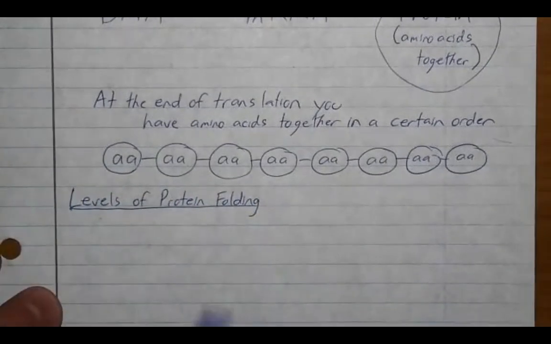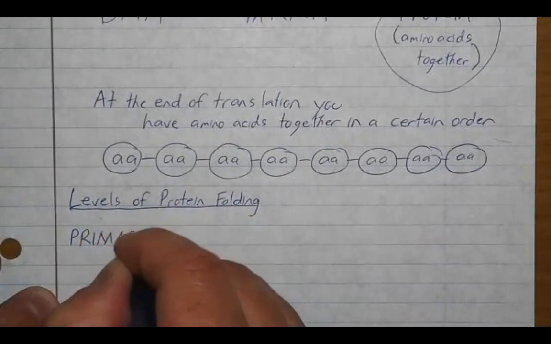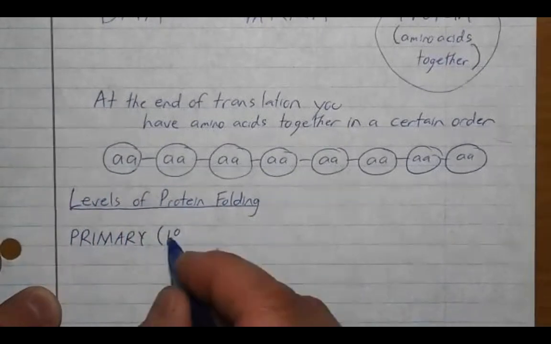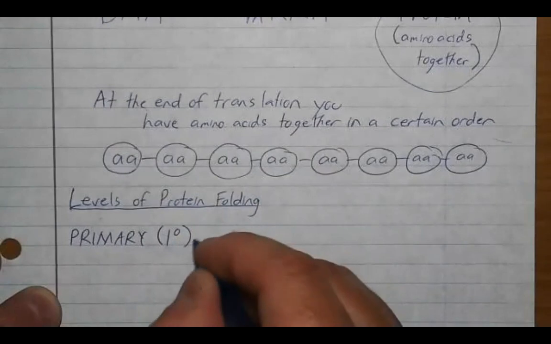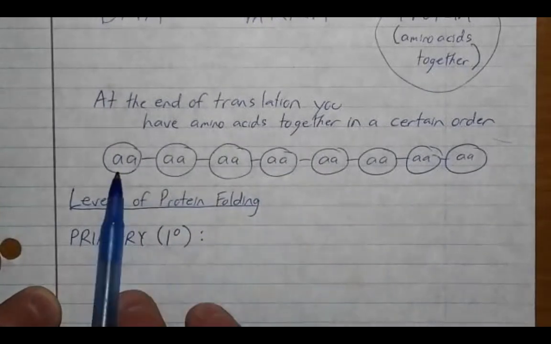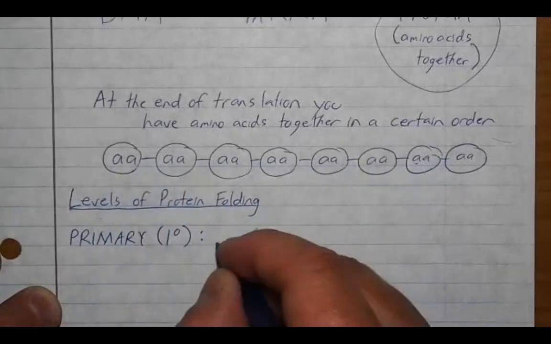Okay, the first level is called primary. And we use this little degree symbol for 1 to the degree power. That's kind of the symbol for primary. So the primary step or the primary level. What happens at this level? All right, basically this is the primary level. It is just the amino acids in a long chain.